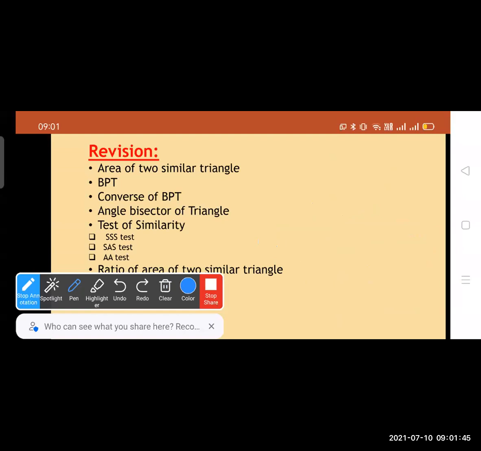Okay, students. Next is the tests of similarity. There are three tests of similarity: SSS test, SAS test, AA test. Okay, side, angle, angle, and the ratio. And the last topic is the ratio of areas of two similar triangles. So in short, we discuss one by one.